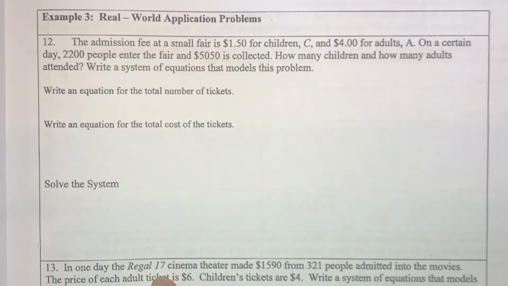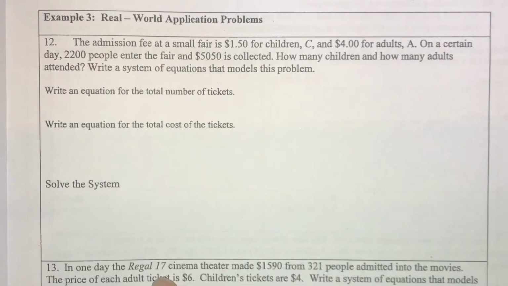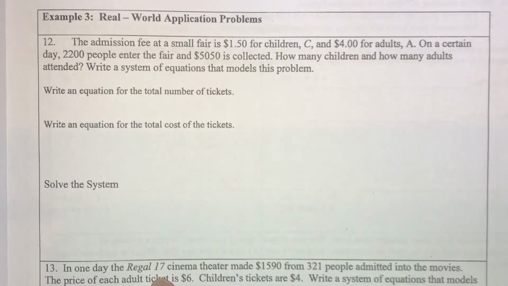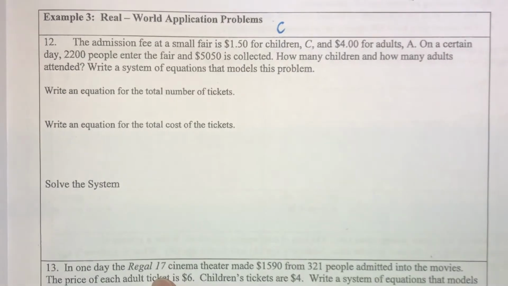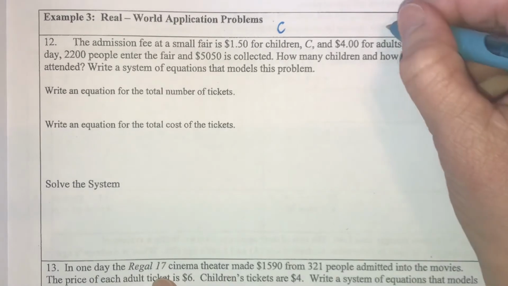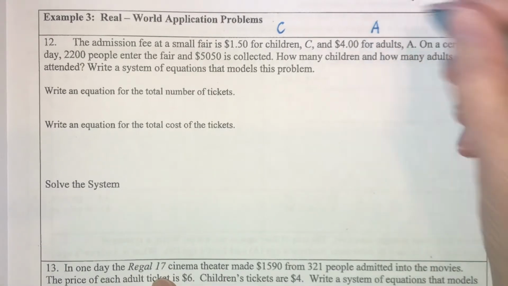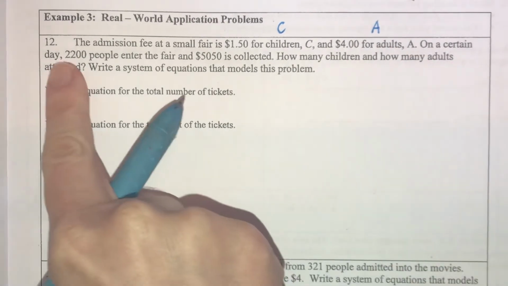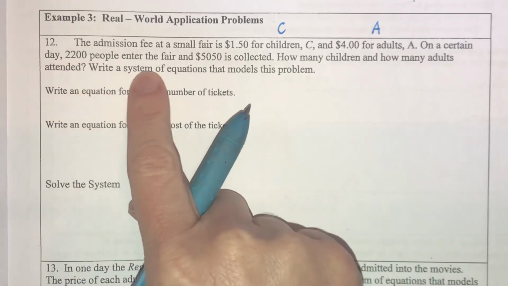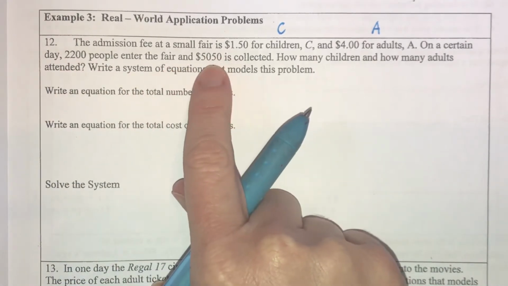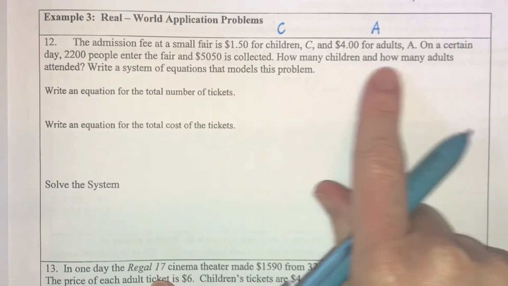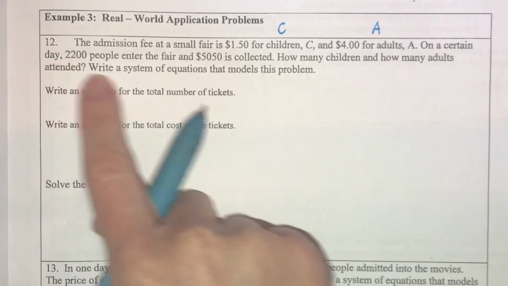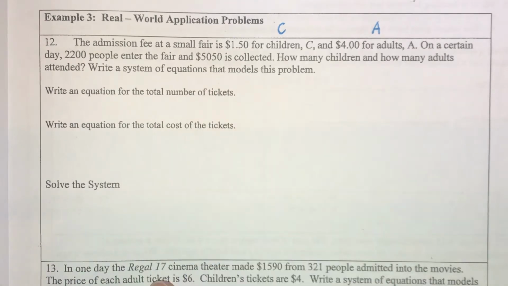So the question says the admission fee at a small fair is $1.50 for children. Children are going to be called C in the problem. And $4 for adults. And we're going to call adults our capital A. Now, on a certain day, 2,200 people enter the fair, and $5,050 is collected. How many children and how many adults attended? Write a system of equations that will model your problem.